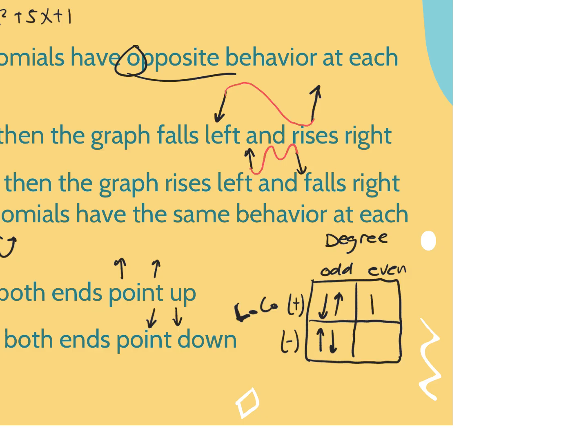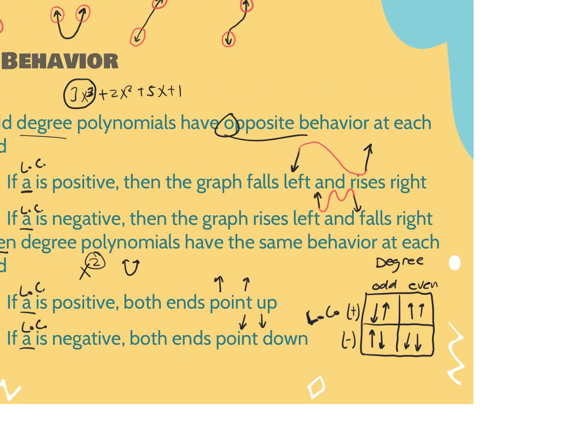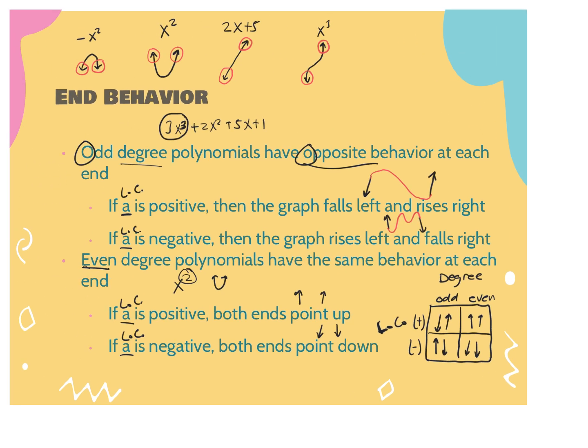Even positive, right, both ends are going to go up, and even negative, both ends are going to go down. All right, so these are the only 4 cases with your end behavior. And if that's confusing right now, don't worry, right? We're going to do a couple examples where you're going to see where this is useful, right? But for now, what you should know is that the end behavior is determined based on the leading term, so the highest exponent and the sign of the number in front of it, all right?